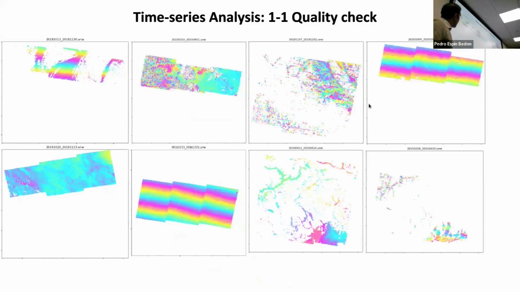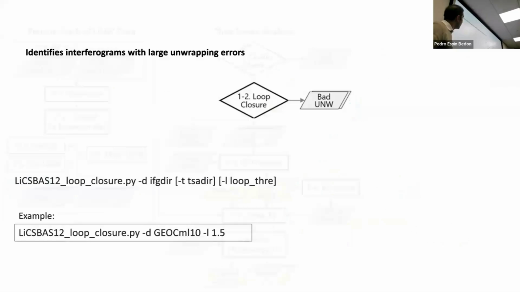I showed some examples of the bad interferograms that can be identified with LiCSBAS in this step, and they should be removed. They must be removed, because if they remain, they will have a negative impact in the SBAS inversion. So I highly suggest to somehow identify and remove them.